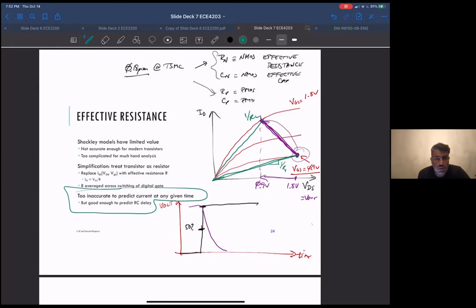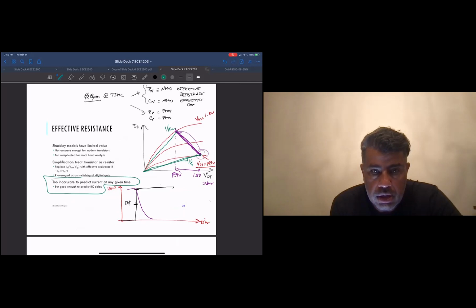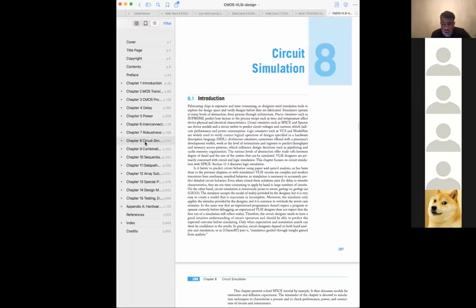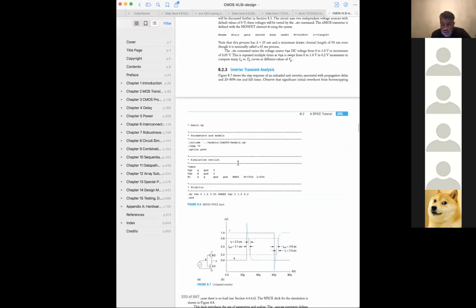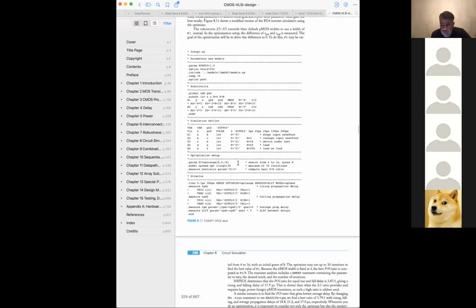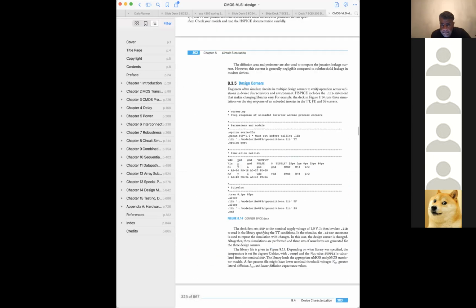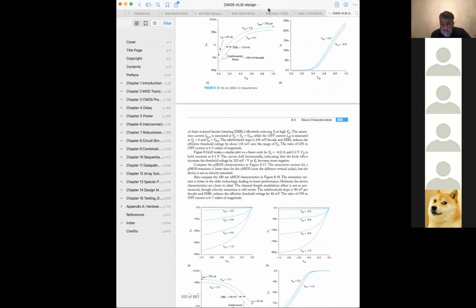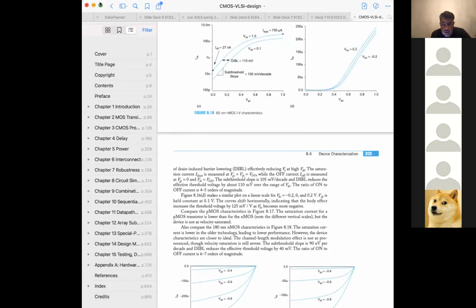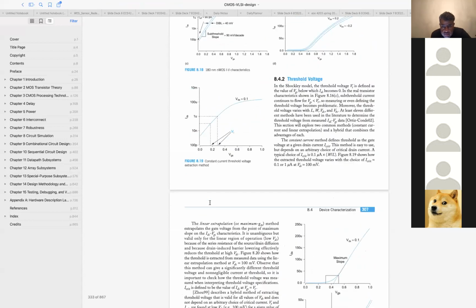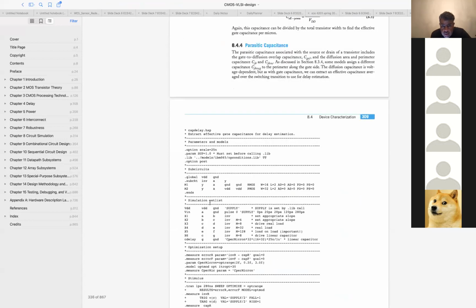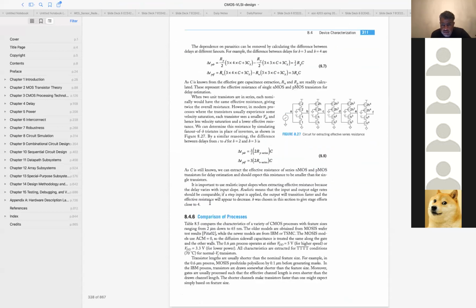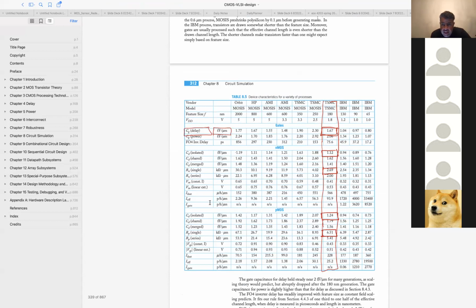So let me show you what it looks like. Let me share my screen. Going back to the book. The good thing is the book does go through the gory details, but I don't know if I'd do it.